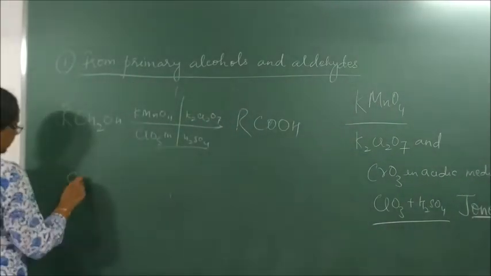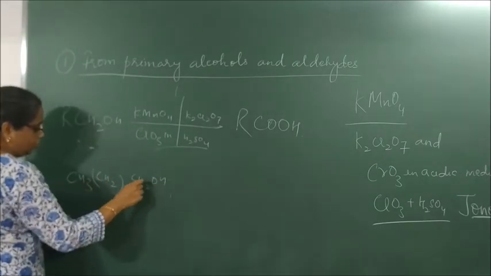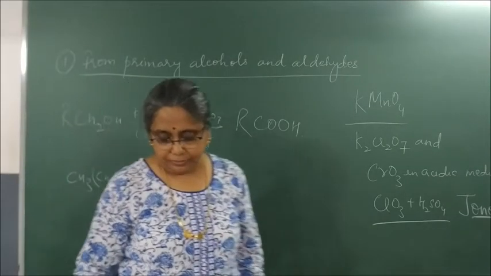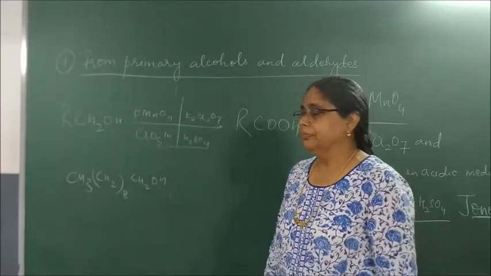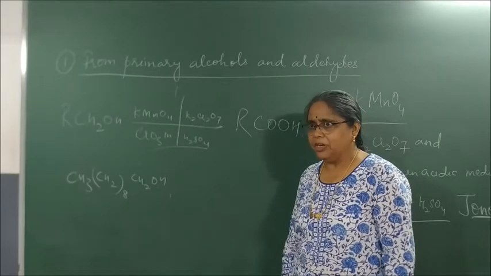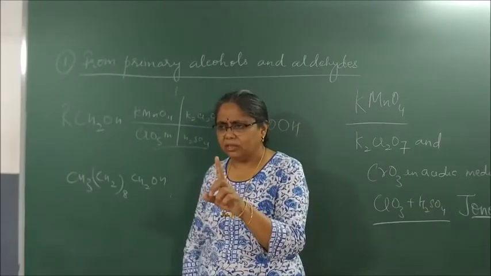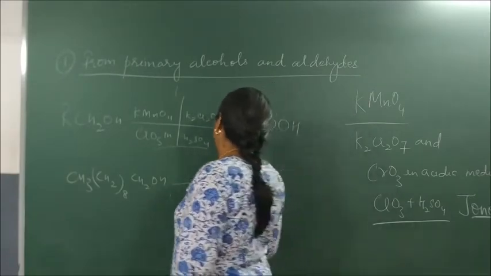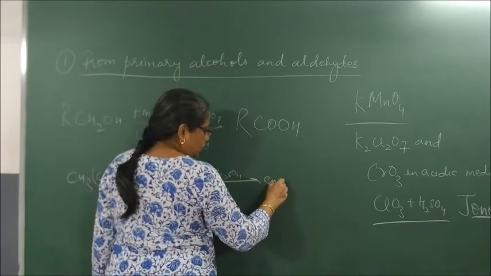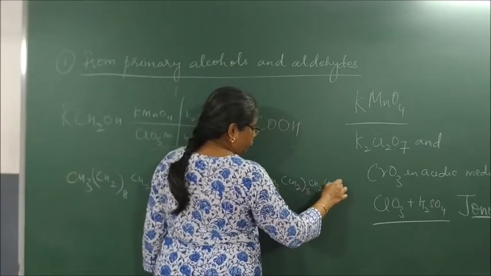Let us take an example. We will take CH3, CH2, CH2OH with 8 CH2 groups. Name the alcohol. Carbon count of ten means decanol. So which decanol? Decanol 1. If I use CrO3 in H2SO4, it will become what? CH3, CH2 (8 times), then CH2, COOH.